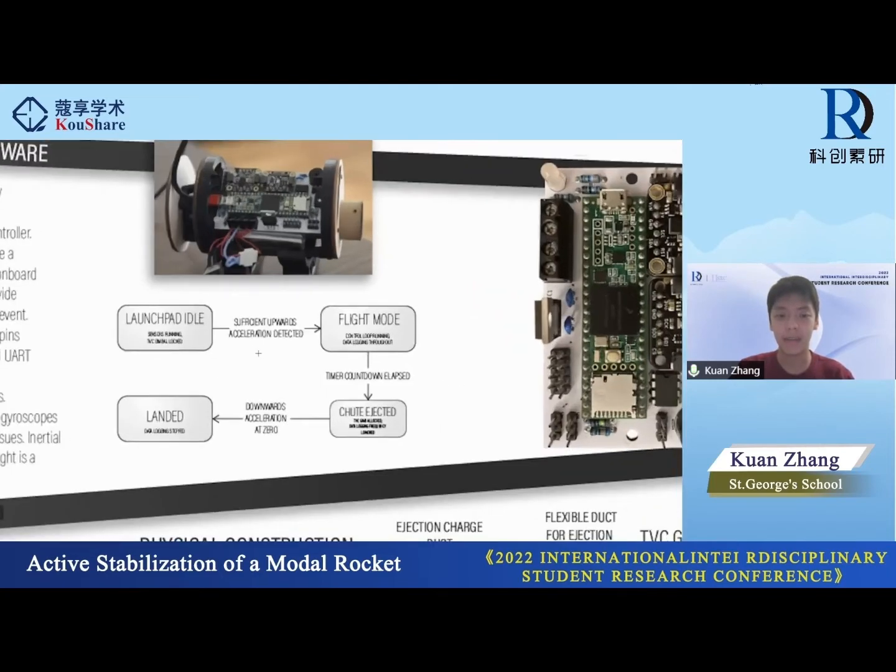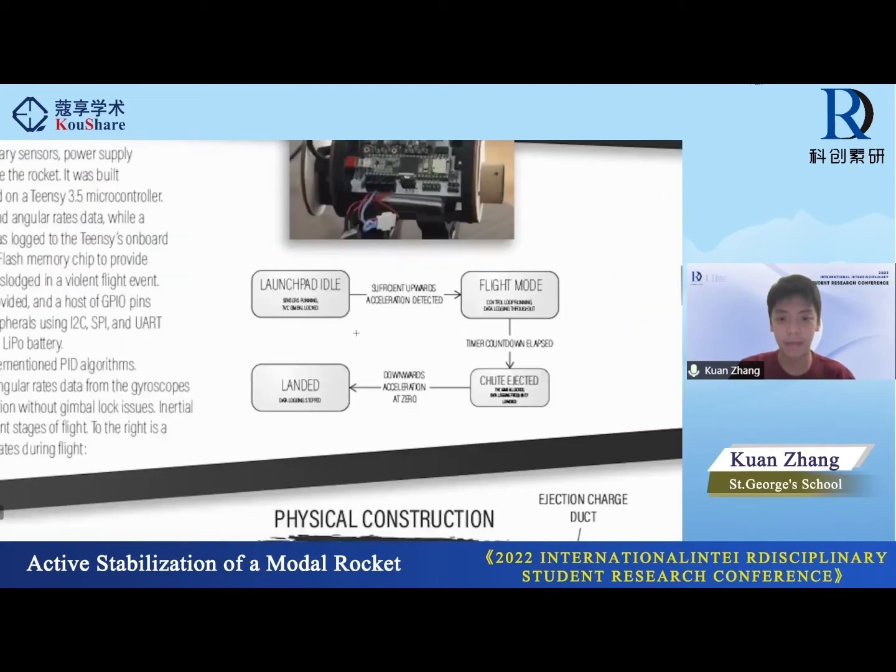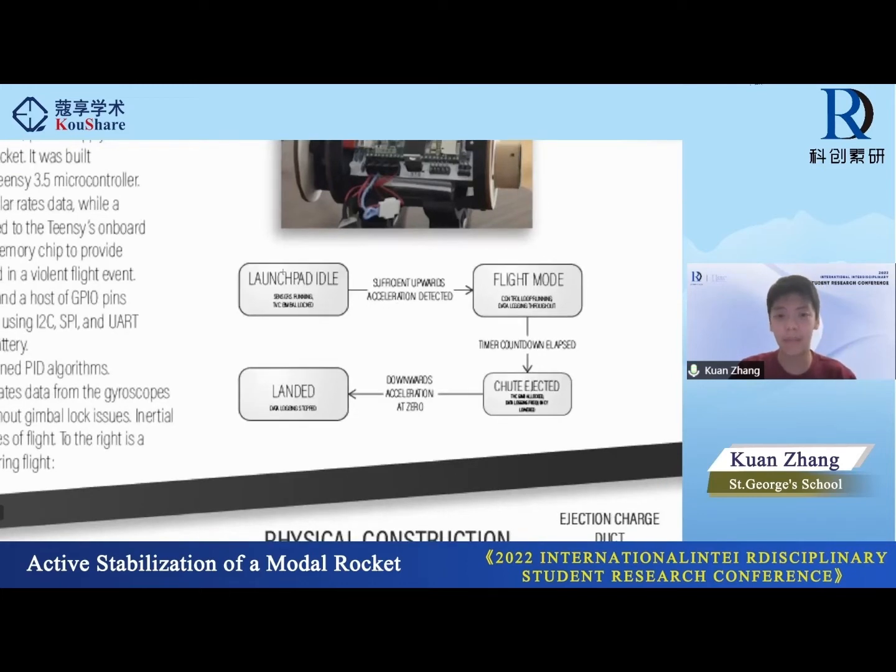Here is the actual control logic of the guidance software. In the launchpad idle mode, when the rocket's sitting on the pad, the sensors are running and the TVC gimbal is locked, so the engine can't deflect at all. Once the rocket is launched, the software detects that through an upwards acceleration, and it enters flight mode.